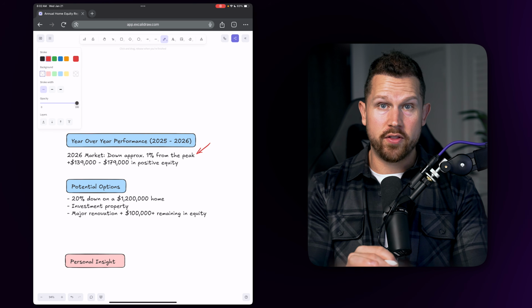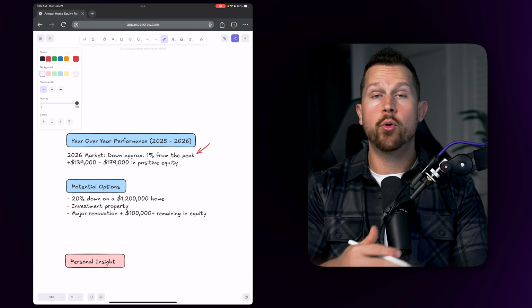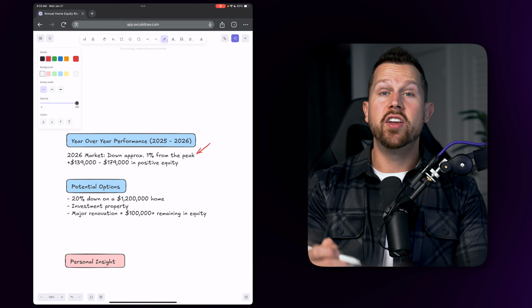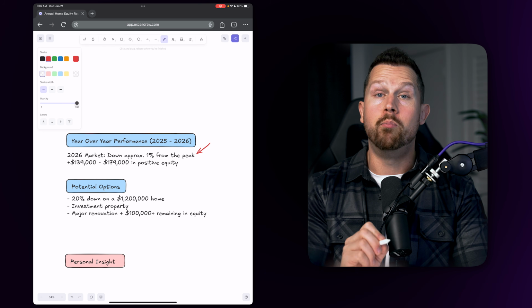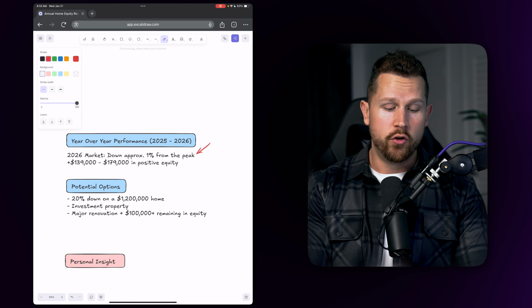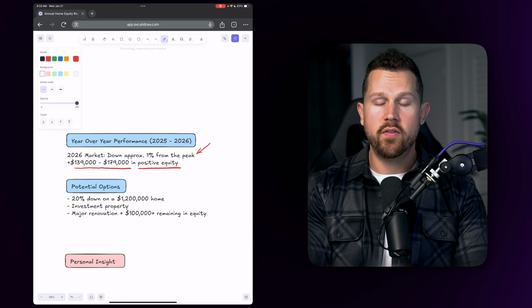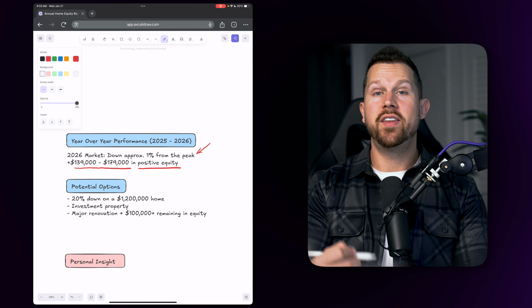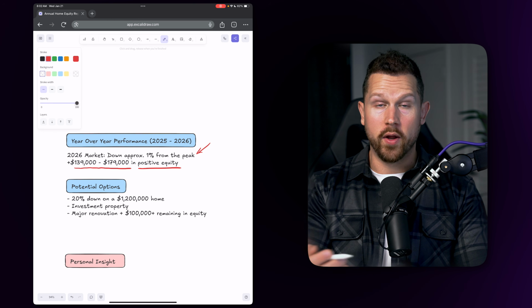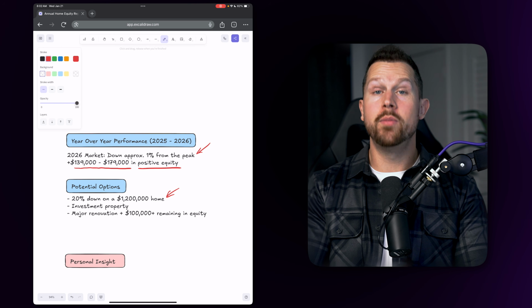And if you share that number with them, they're going to have so much more confidence in you instead of fluffing it up or ignoring this information. But this is where we reinforce the positive. So it says, okay, it's down 1% from the peak, but there's $139,000 to $179,000 in positive equity since the purchase. Now, what potential options could that leave the seller or the homeowner with? Well, you can look here and say, okay, that gives you enough to have 20% down on a $1.2 million property.